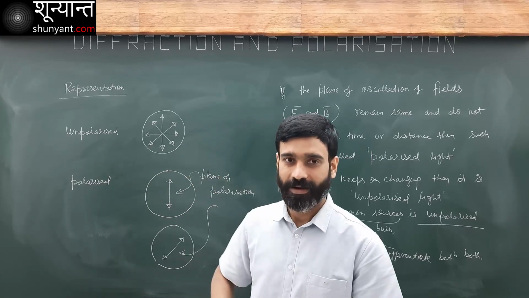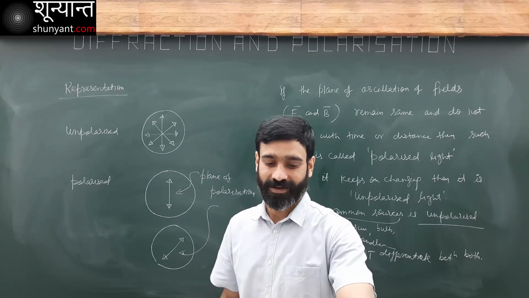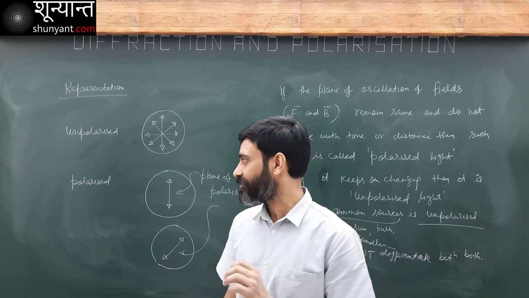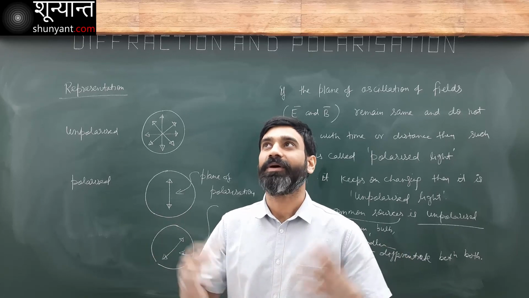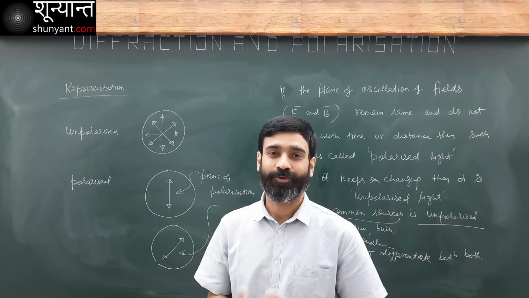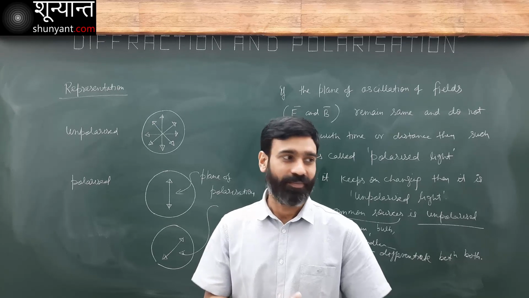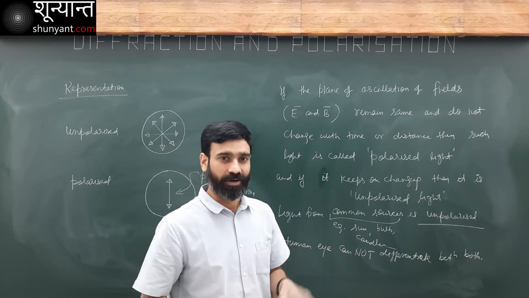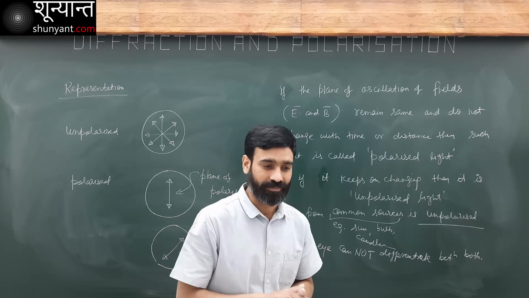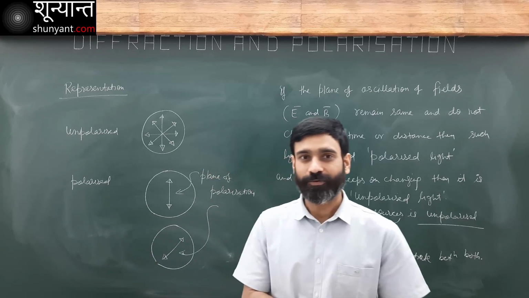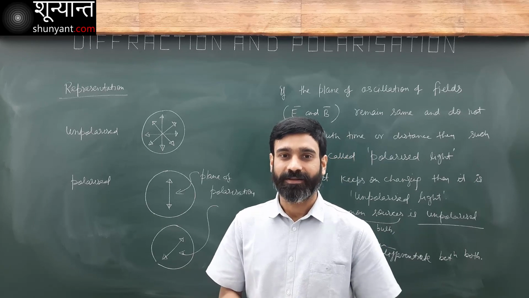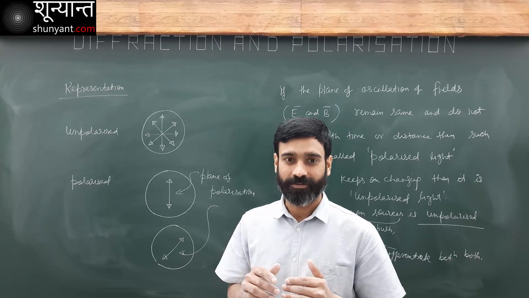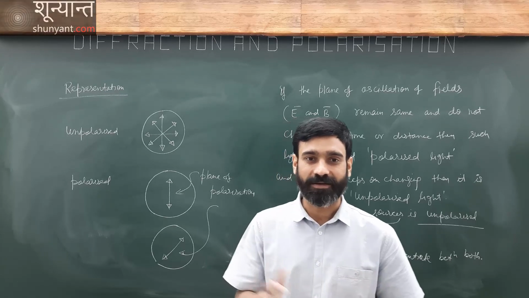Now, how to produce polarized light? Unpolarized light is freely available. Even though I cannot differentiate, the light from common sources is unpolarized. In all the possible planes, the field oscillates. I want to convert that into polarized light. So we have certain methods. In the next lecture, we are going to discuss those methods, and then we will look at certain other properties of polarized light.